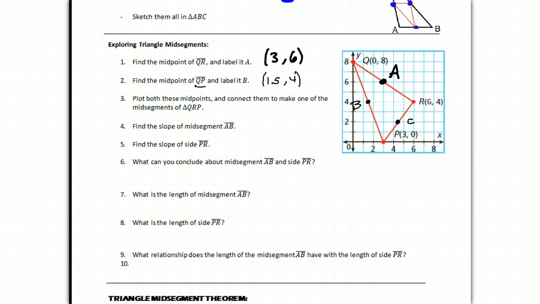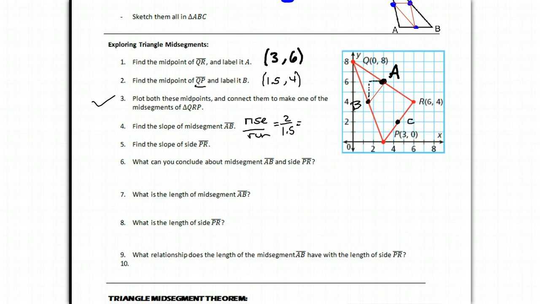And the next thing we want to do is, we've already done number 3, plot both of the midpoints and connect them. We just have to actually now connect them. So to do that, we'll connect A to B. And the next thing says come up with the slope of line AB. So for slope, we just have to do rise over run from B to A. And if you look in here, we would go up 2. The rise would be 2, and the run would be 1.5. So it would really be 2 over 1.5, and it's positive.